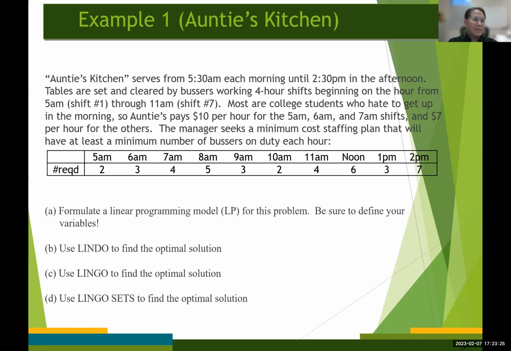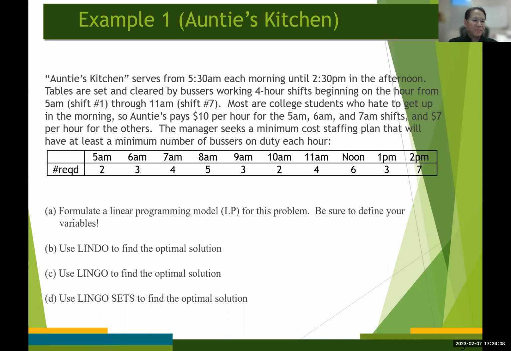So Auntie's pays $10 per hour for the early in the morning shifts, which are starting from 5 a.m., 6 a.m., and 7 a.m., right? And $7 per hour for the others, okay? And the manager seeks a minimum cost staffing plan that will have at least a minimum number of buzzers on duty each hour, okay? So these are the minimum requirements for each hour. And you are required to formulate an LP model for this problem.